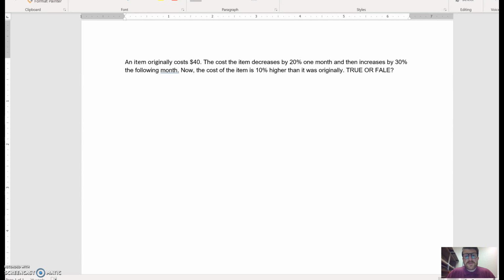So let's actually calculate this out. If an item costs $40 and then decreases by 20%, like 20% off, well, we need to take the $40 and find 20% of it. So we multiply by 0.2 because that's 20% in decimal form.